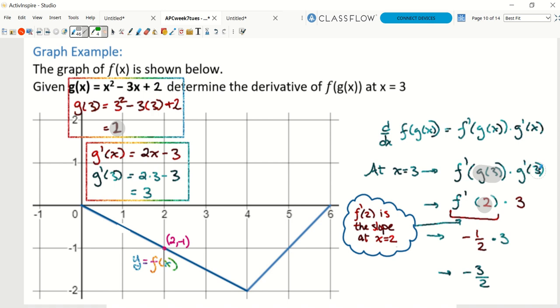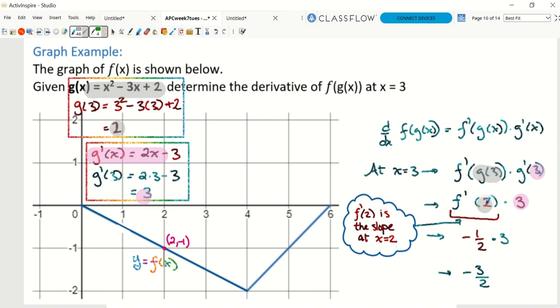g prime of 3, what we're literally going to do is take the derivative of this and get that, and then plug to get g prime. And then we're going to plug in 3 into this and get 3. So when you plug in 3 into this, you get 3, hence this.